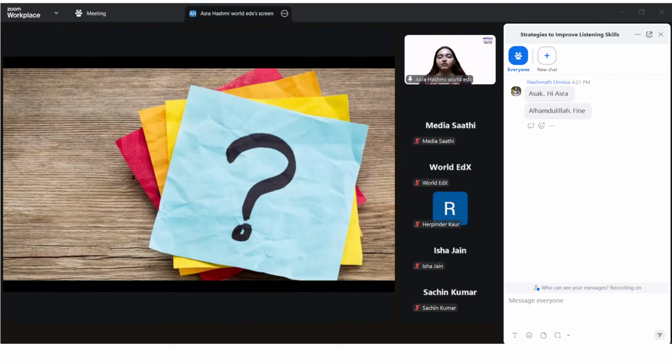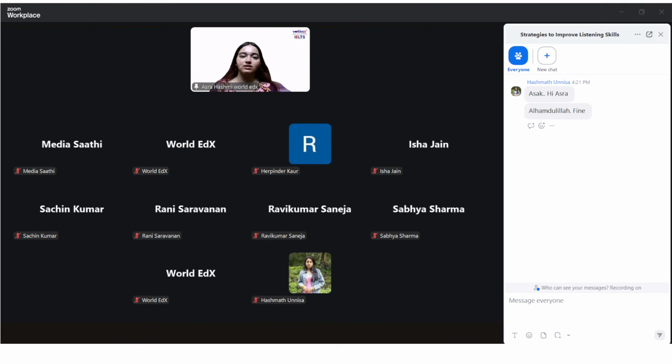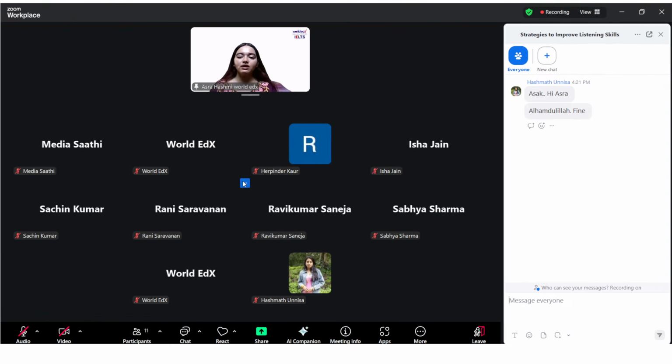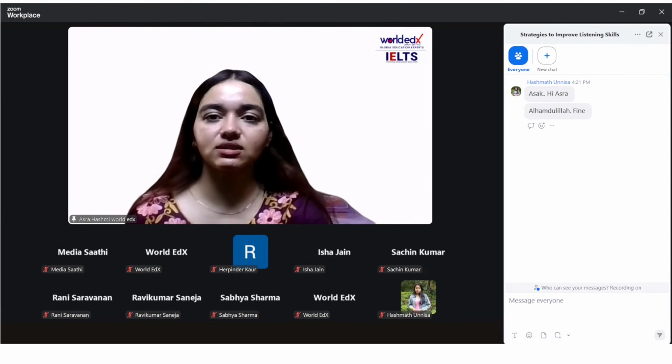And apart from that, see, the main idea of a distractor is to actually confuse the test taker. So you don't have to get confused. Listen to the audio nicely and make sure that you are actually understanding the context of it, whether this is the correct answer or a confusing statement, and accordingly you will have to mark it. So this was all about the distractors of the listening section. If you have any question or any doubt, you can ask now.